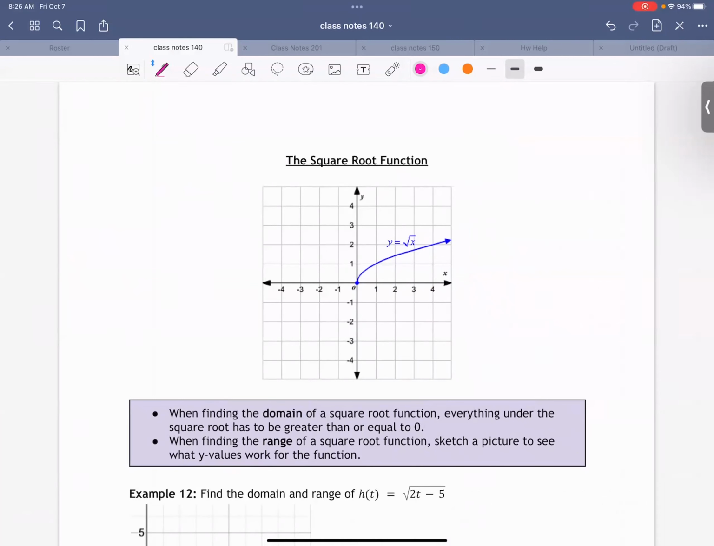When we talk about domain, and I'm really going to start focusing on domain now, okay? There's going to be 2 things in a function that mess you up when we're finding the domain. The first thing that comes up are square roots.